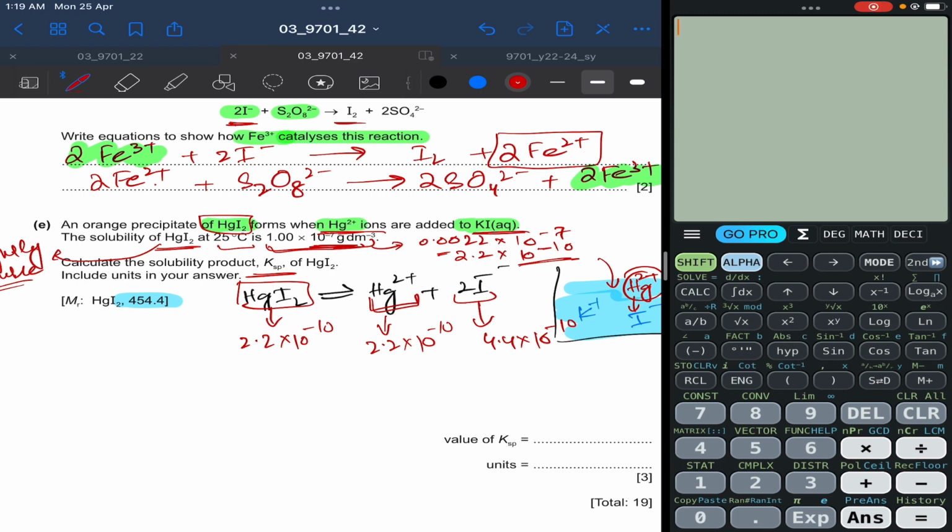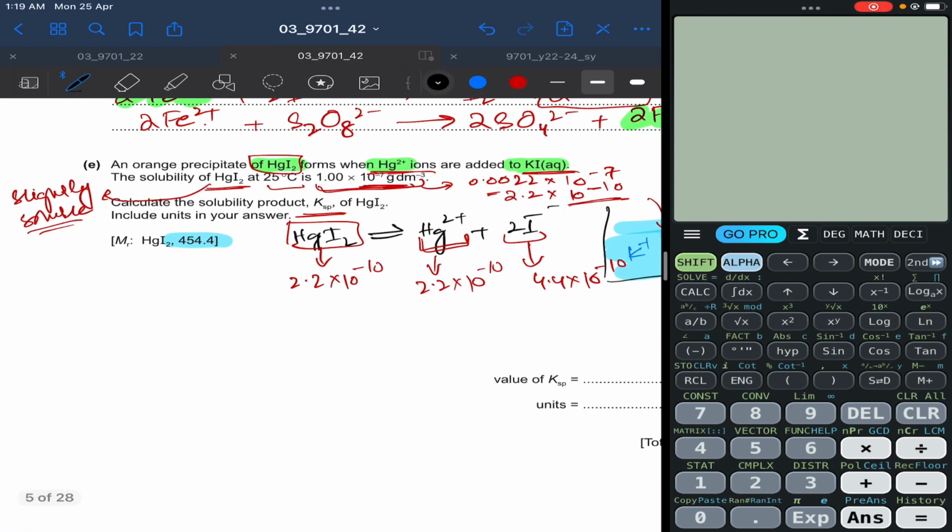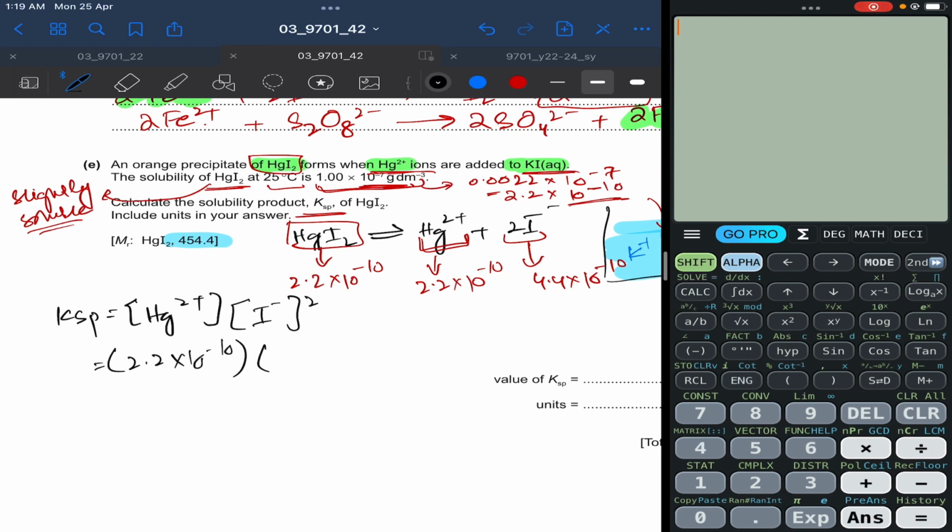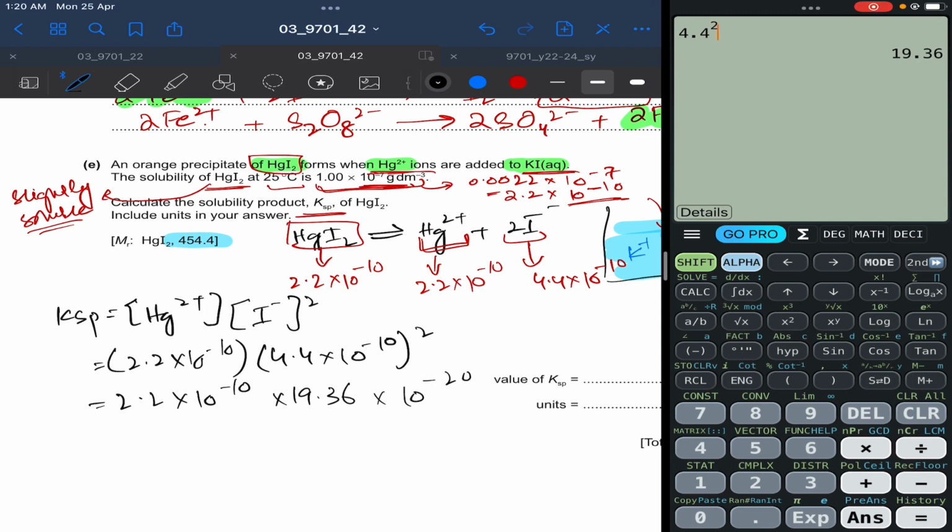Now we have to calculate the solubility product. The expression is KSP equals the concentration of Hg2+ times the concentration of iodide squared. The concentration of Hg2+ is 2.2 into 10 power minus 10, and the concentration of iodide is 4.4 into 10 power minus 10, squared. So 2.2 into 10 power minus 10 and 4.4 squared, this is 19.36 into 10 power minus 20.